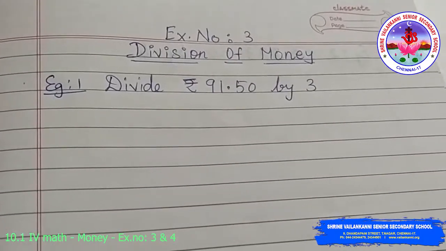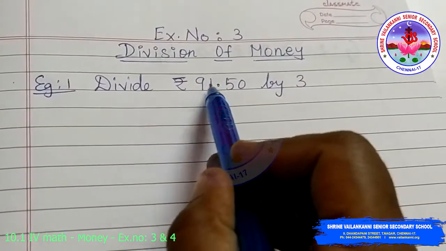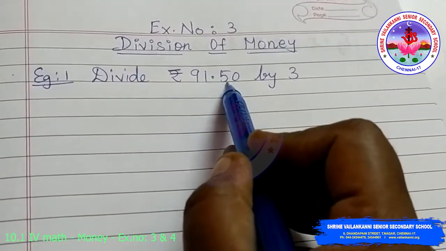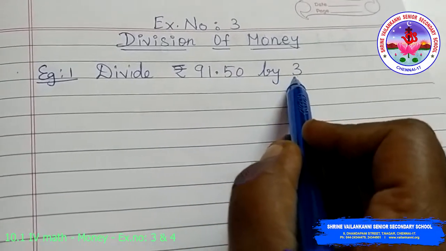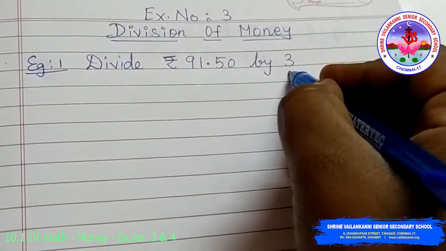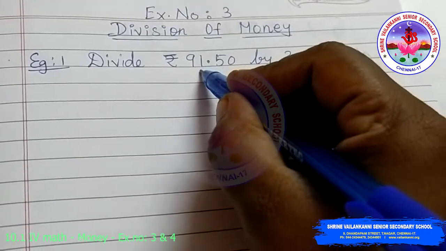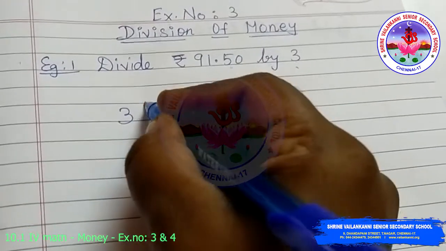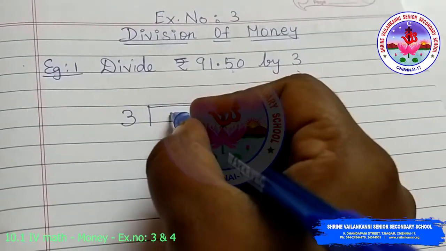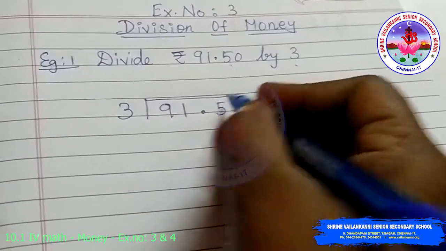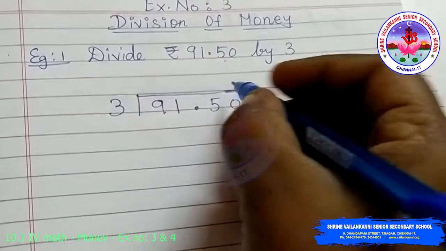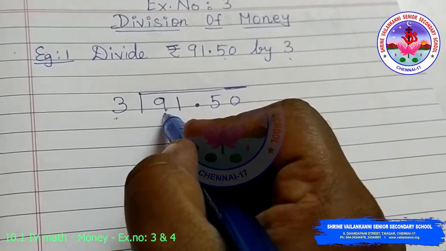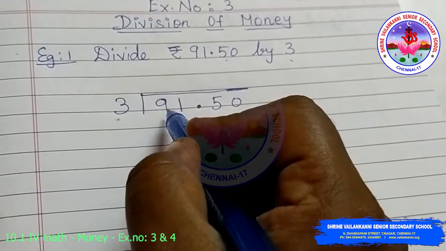Okay. Now we'll see the division concept. Here, division: 91 rupees 50 paise by 3. This 91 rupees 50 paise has to be divided by 3. This 3 is your divisor and 91 rupees 50 paise is your dividend. So 3 outside, 91.50 inside. Here the divisor is 1 digit, so inside the dividend also I am going to take 1 digit.